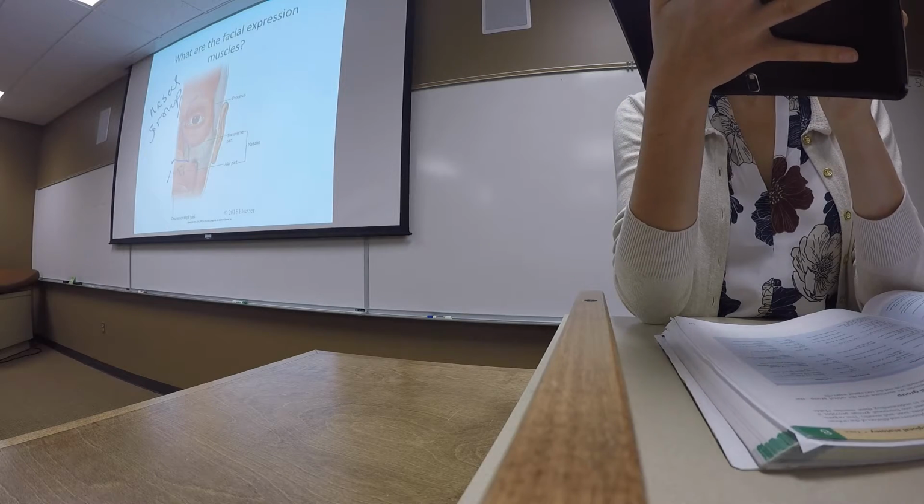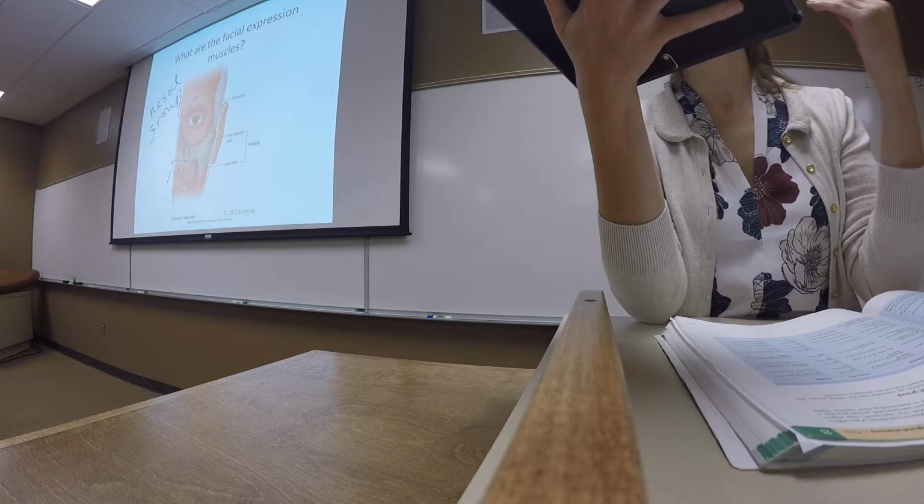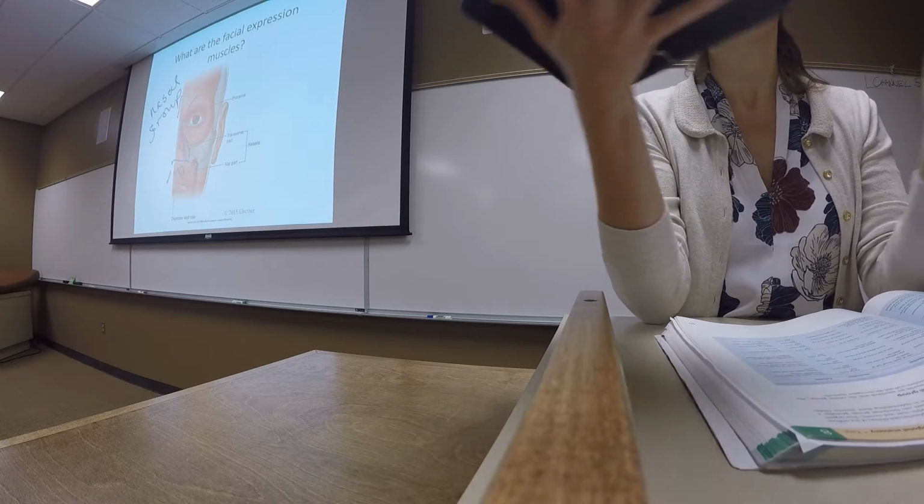So paralysis of the orbital group would potentially cause drooping of the eyelid, eyebrow area, etc. Okay.